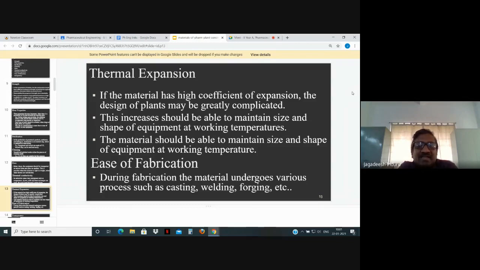But sometimes fabrication may not be possible in some cases with a smooth finish. The material undergoes various processes of casting, welding, and forging. In those cases, such a material cannot be used if it is not suitable.